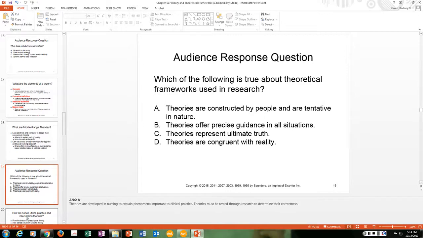Okay? So theories are developed in nursing to explain phenomena important to clinical practice. They must be tested through research to determine their correctness. So the correct answer is A.